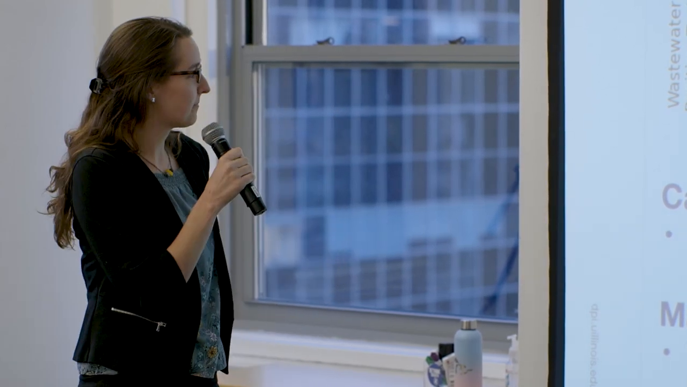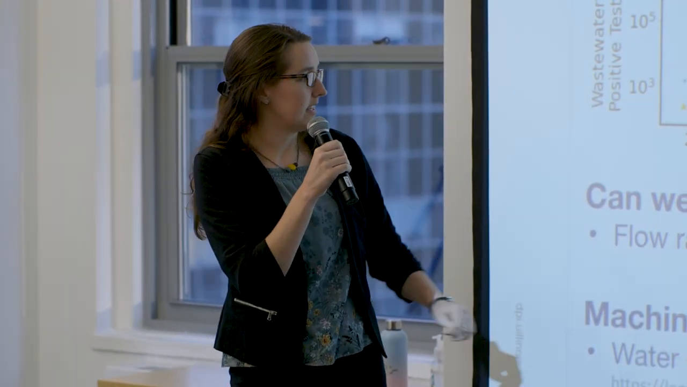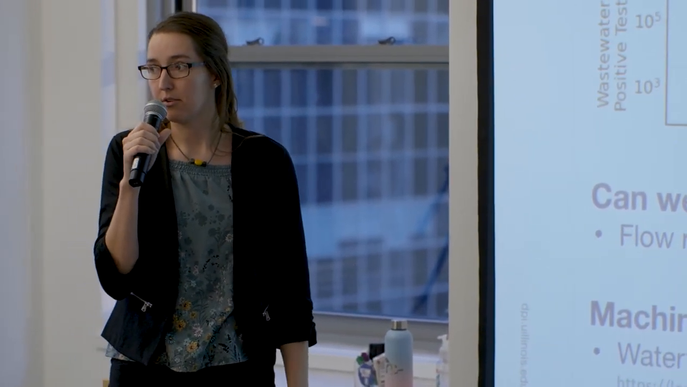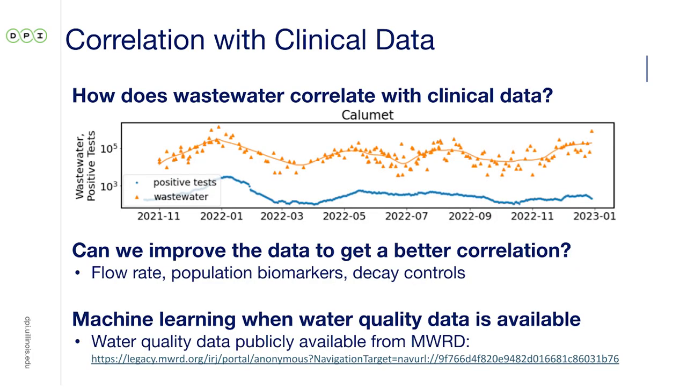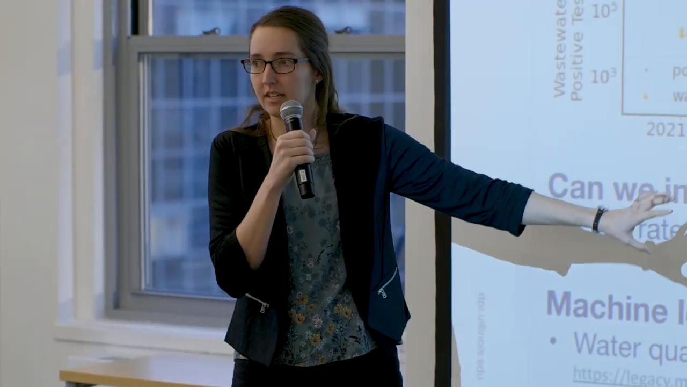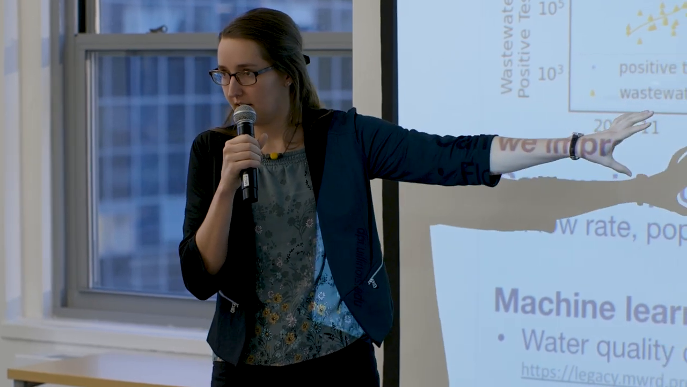So there's something good that we're getting out of this. One question that the data and analysis team at Northwestern is trying to investigate is, can we improve that data to get a better correlation? And when I say improve that data, I don't mean just improving processes to get the data. I mean, can we do things to it, like normalizations and corrections, based on other data that we might have or be able to get, to turn this into something that's better correlated with some sort of public health data?